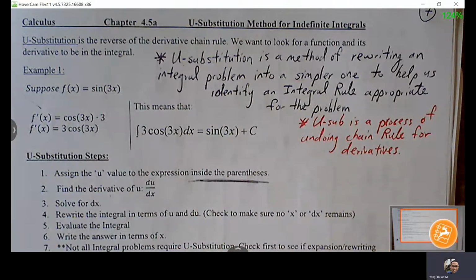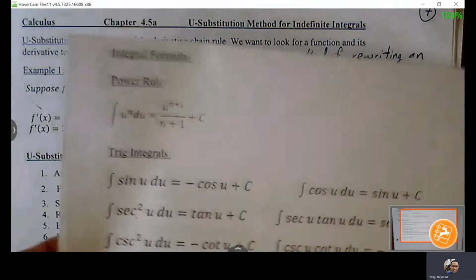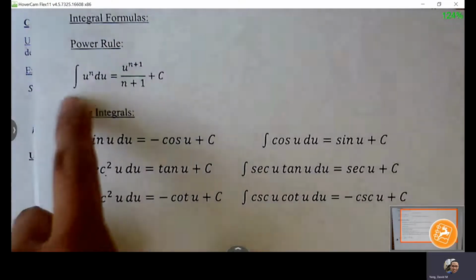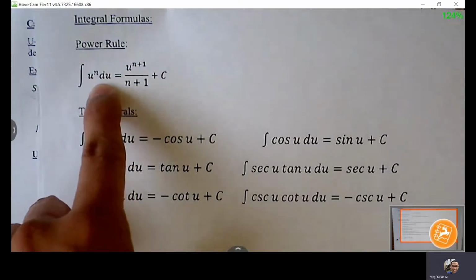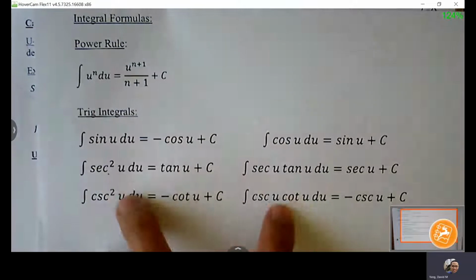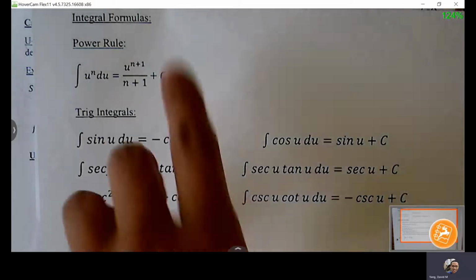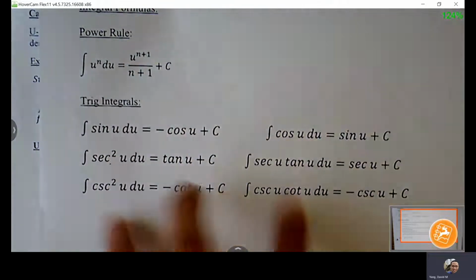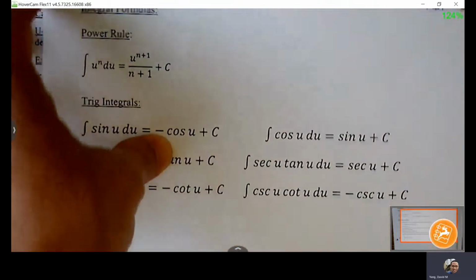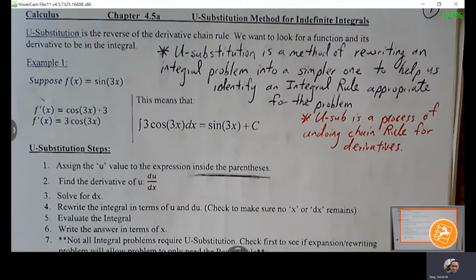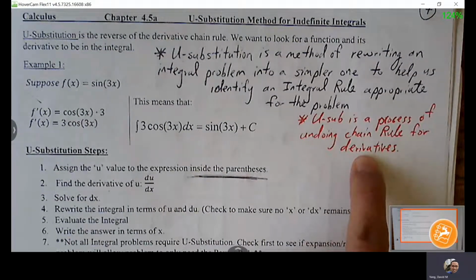Okay. So right now, we only have a couple of rules available. Most of it is going to be power rule that we're going to try to get it to look like. So all these are in terms of U, basically setting us up for U-substitution, right? The idea is that we want to get a complex problem to look like this so that we know exactly what rule is available for us to use. Okay, and U-substitution is a process of undoing chain rule for derivatives.